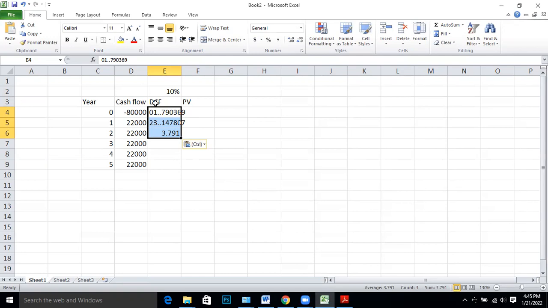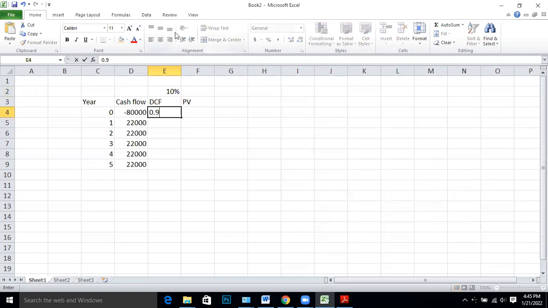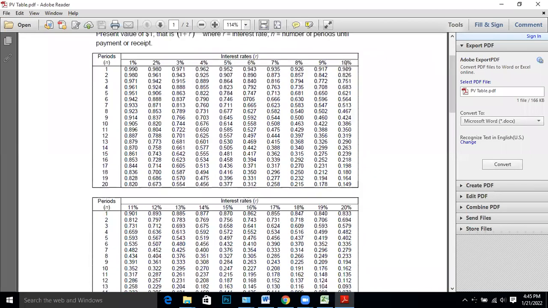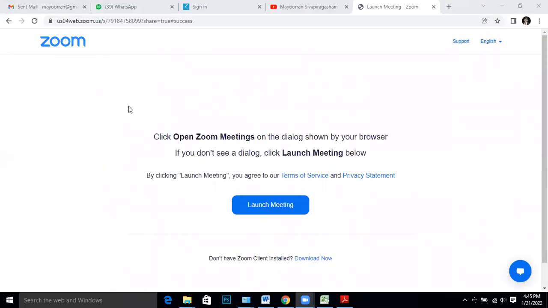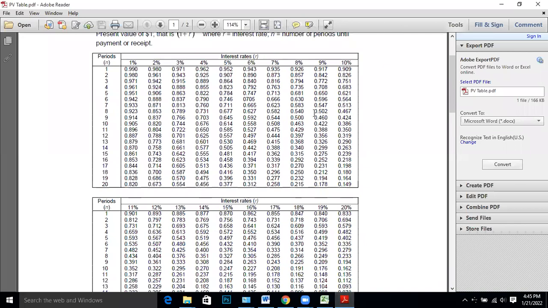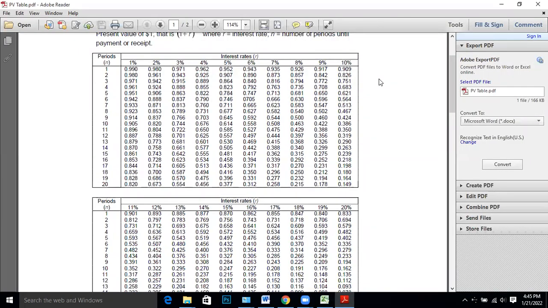Oh, can't copy them. It's okay. First one is 0.909. No, I'm using a wrong table. Wait. Present value factor is here. Okay, 0.909, 0.826, 0.751, 0.683, and 0.621.